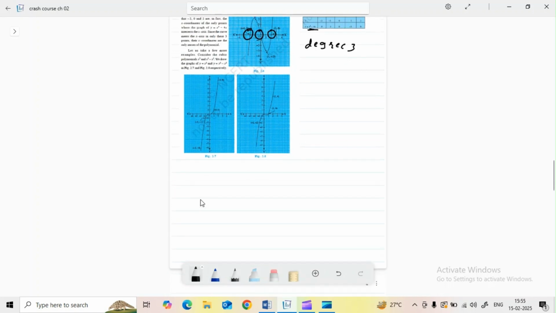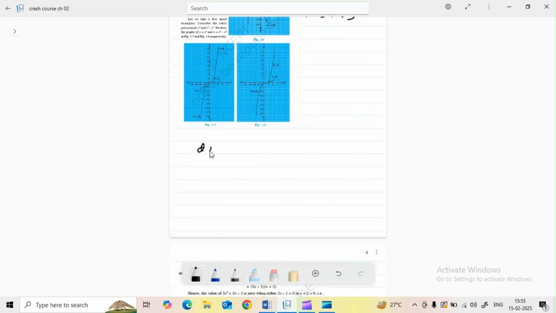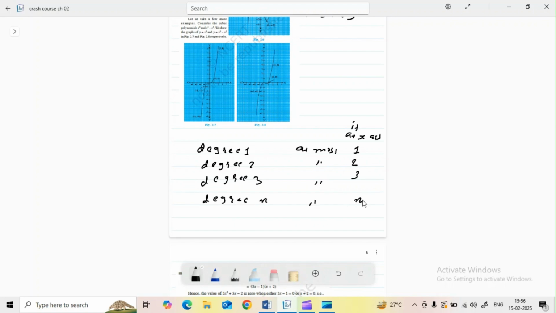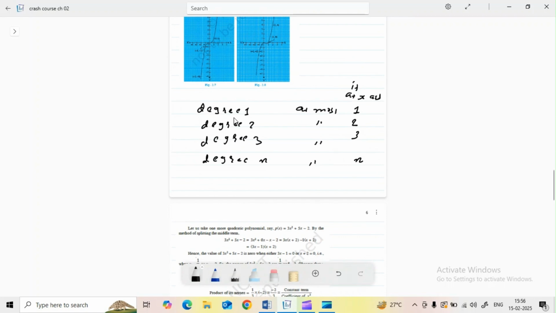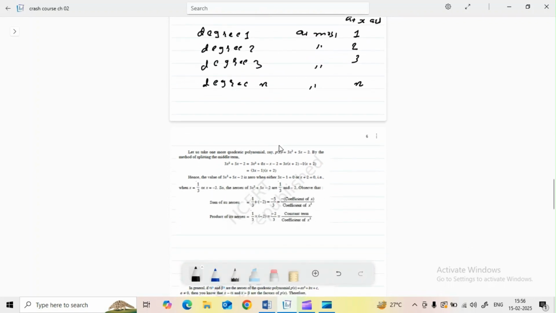So in the same fashion, we can say that if degree is equal to 1, at most 1 point intersects at x-axis. For degree 2, at most 2. For degree 3, at most 3. And for degree n, there are n points, right? So these are the common theme that we have discussed so far.